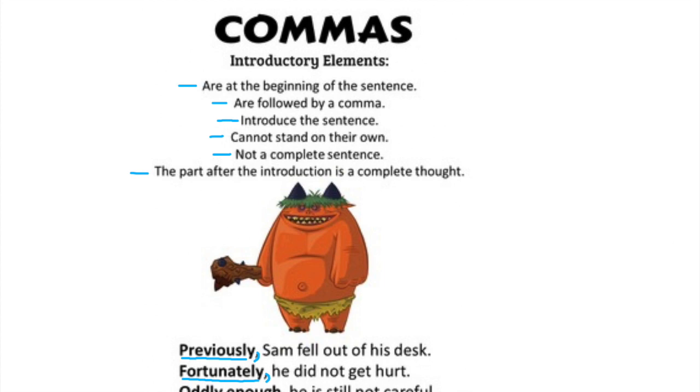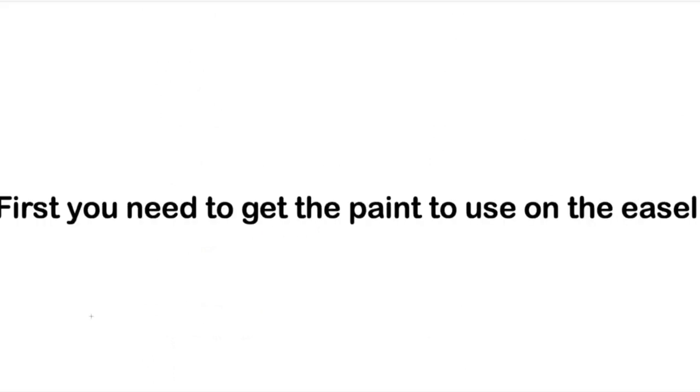So let's take a look at some more examples. You need to get the paint to use on the easel. You'll notice that I paused after my introductory word, which happens to be first in this case. So first, comma, you need to get the paint to use on the easel. I have my introductory phrase, and the rest of my sentence follows after that phrase to explain it.